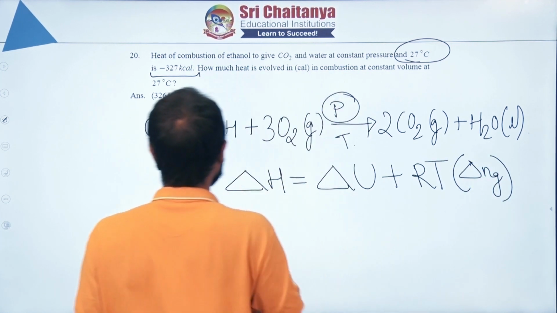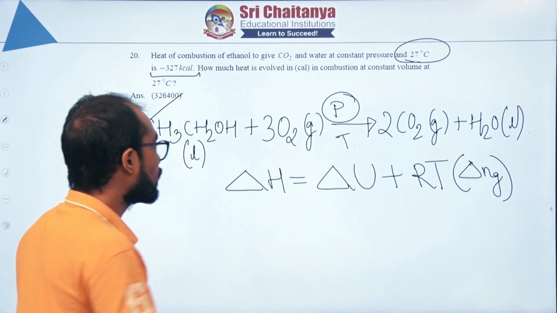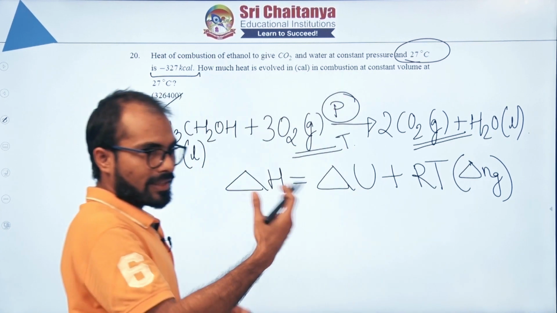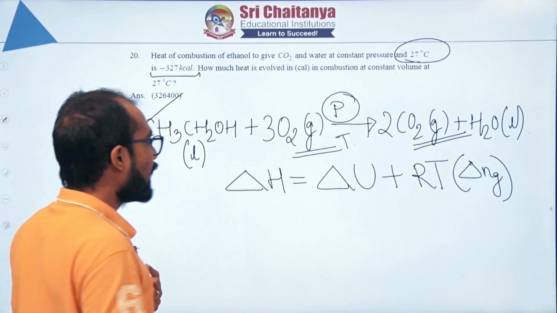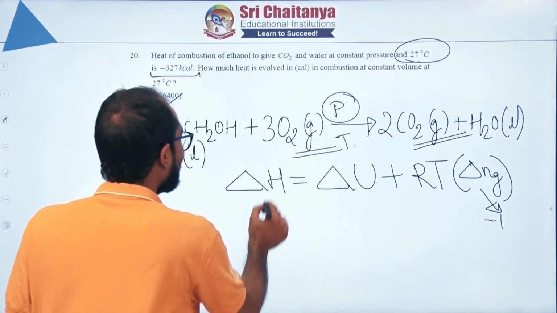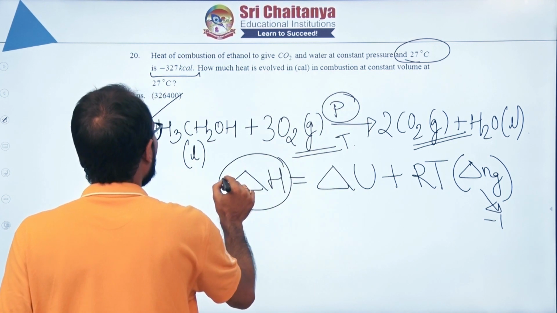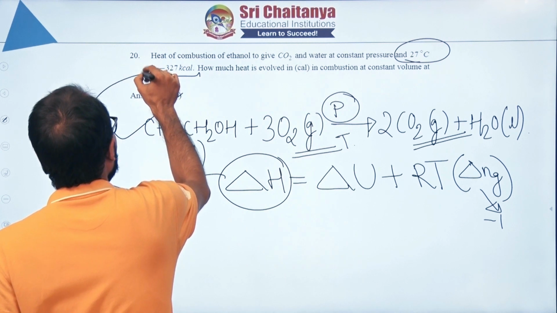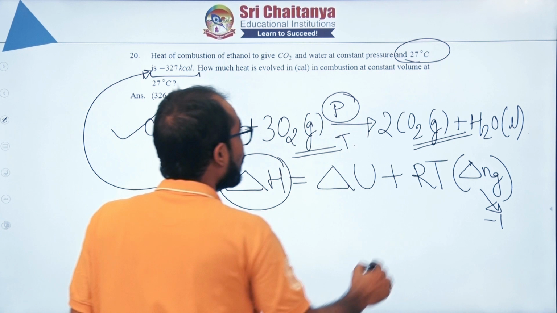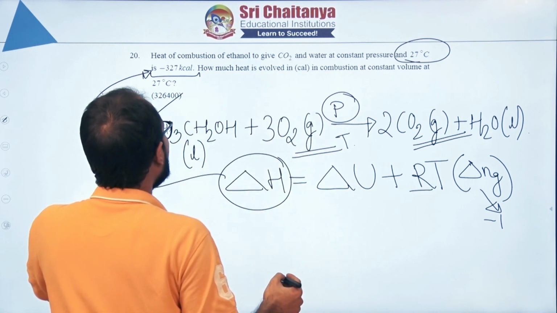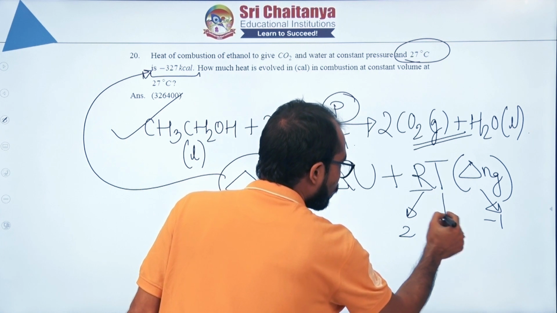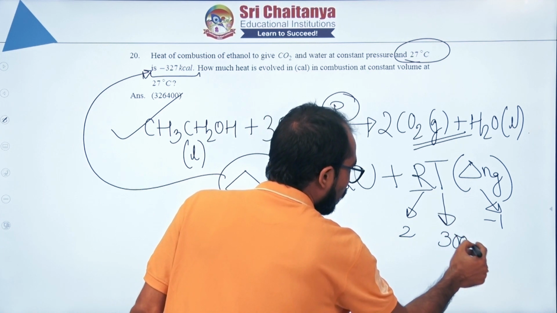Now, what is the delta Ng for this particular reaction? You only look for the gaseous species. On the right hand side it is 2, on the left hand side it is 1. So, delta Ng will become minus 1, right. This is already given to you in the question, people. Put it with sign, you will get it automatically in sign. R in calories, you have to take the value of R as 2. The temperature in absolute scale is 300.